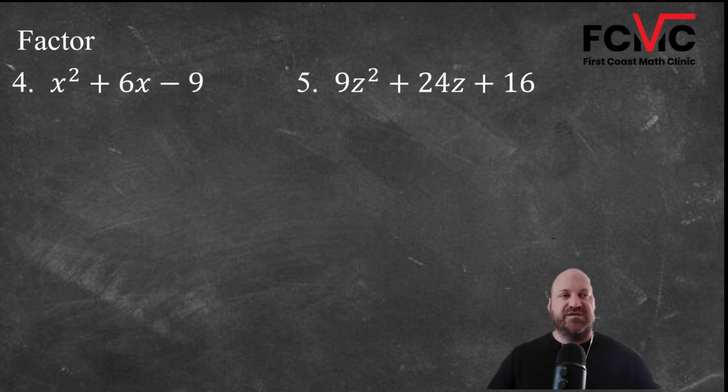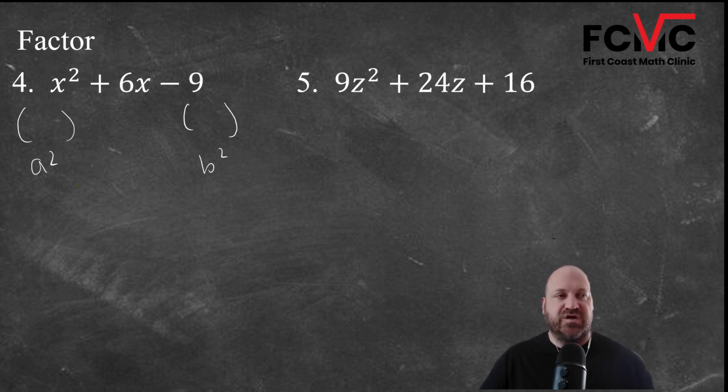So for number 4, we've got x squared plus 6x minus 9. So again, let's see, is this a perfect square trinomial? We've got a squared, b squared. What are we squaring to get x squared? We're squaring x. What are we squaring to get 9? We're squaring 3. But there's something else we want to point out here, right? Let's look at this. That's a minus 9.